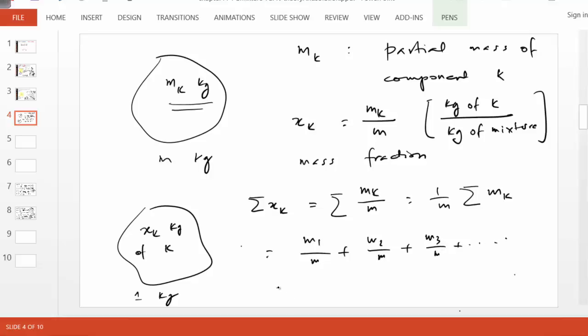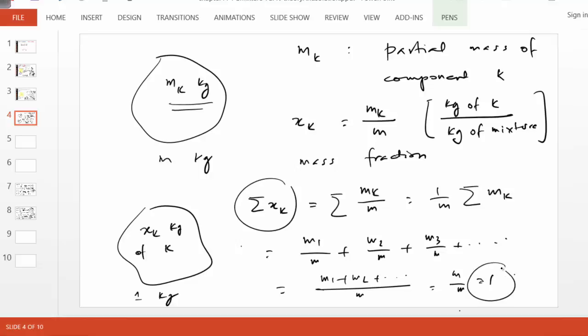Sum over all components. M is the total mass. So what we get is M1 plus M2 plus M3 at the top, which is M over M equals 1. So this is an important relationship, that the summation of xk is 1, because if the mass fractions of many different species are given, the last species' mass fraction can be obtained by summing all the species mass fractions to 1.